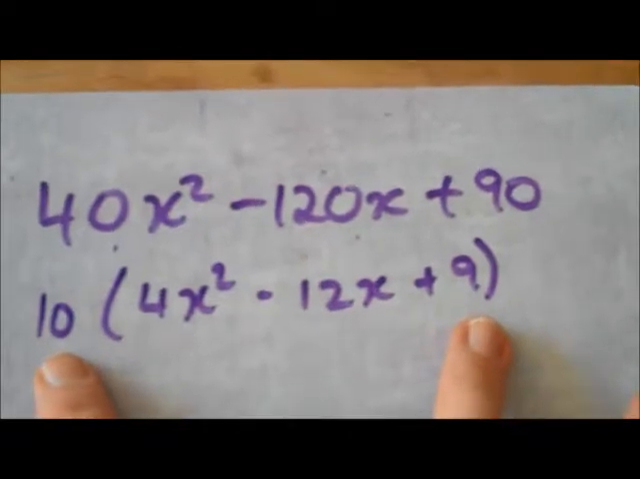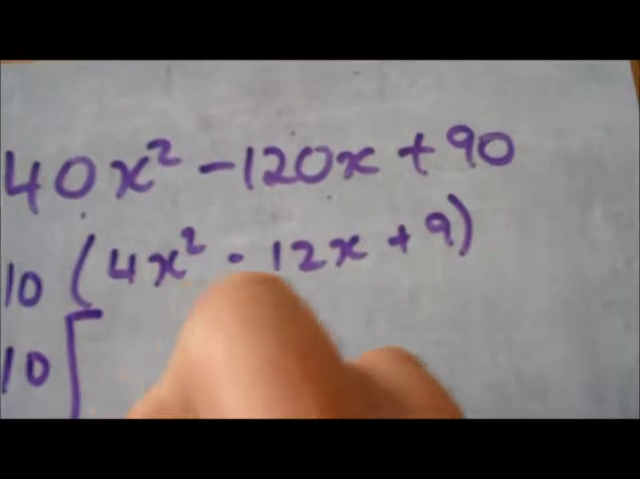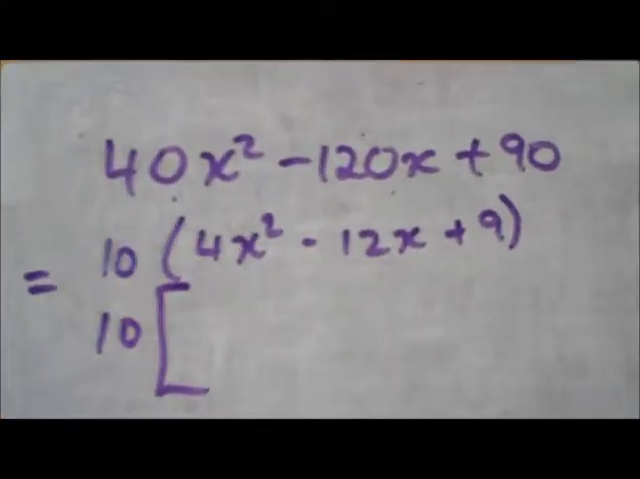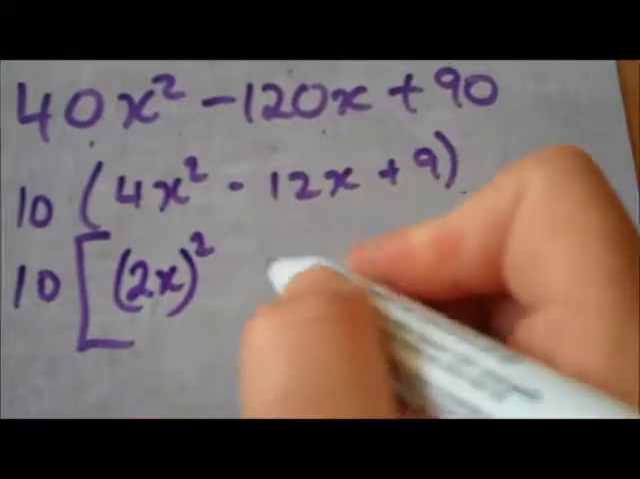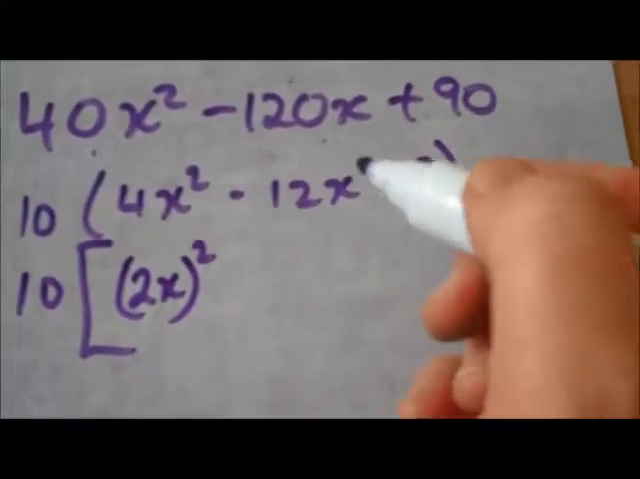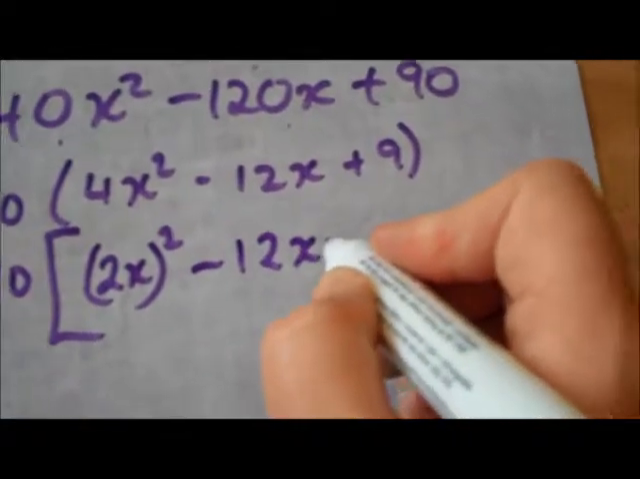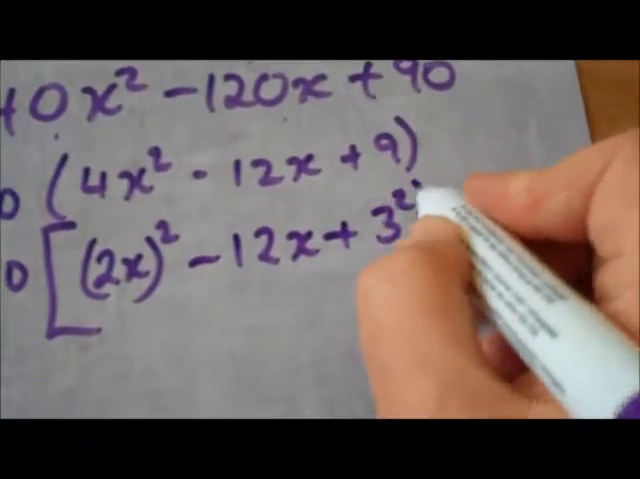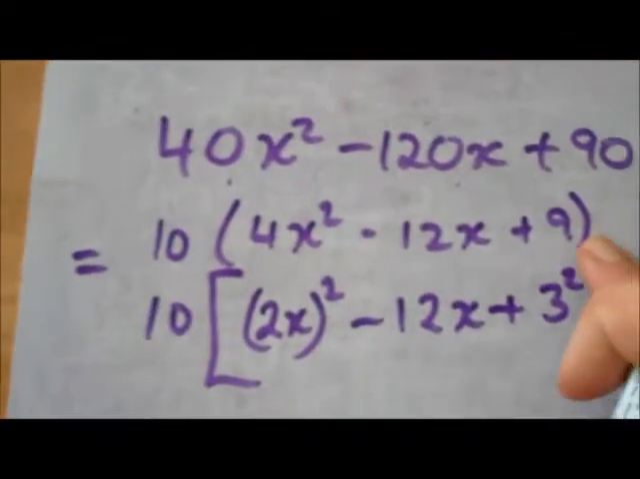So now I've got to start looking at this and saying, well, it's 10. I'm just going to use square brackets to make it easier to see. Can you see that this is 2x all squared? 2x times 2x is 4x squared, minus 12x plus 3 squared. Oops, sorry, that should be a square bracket.